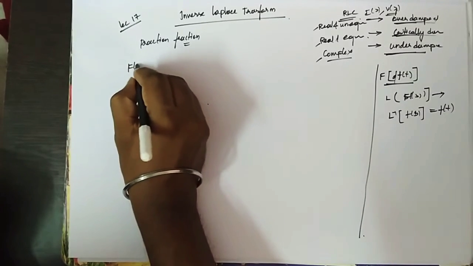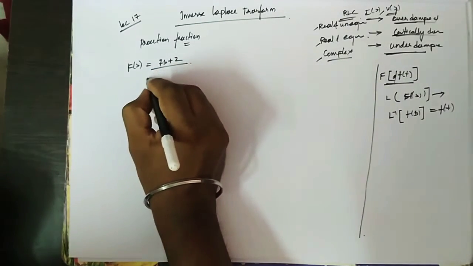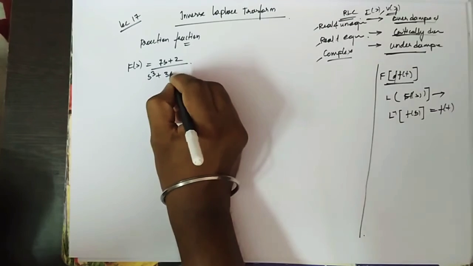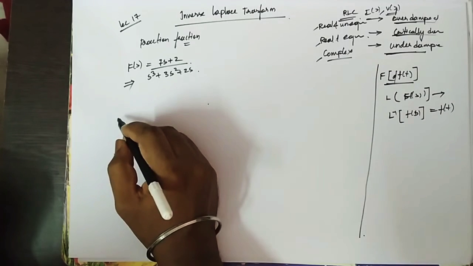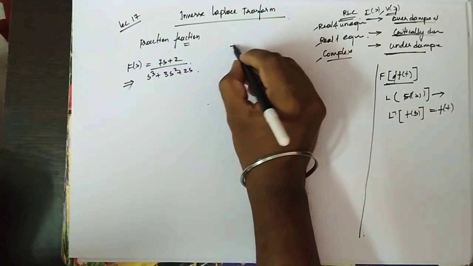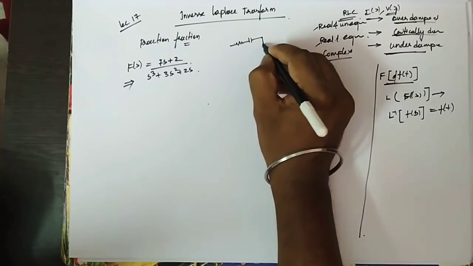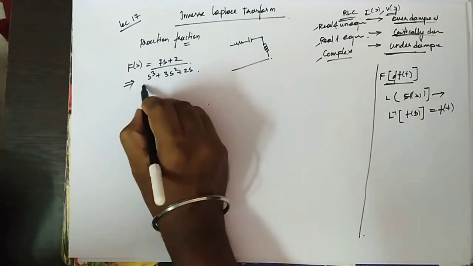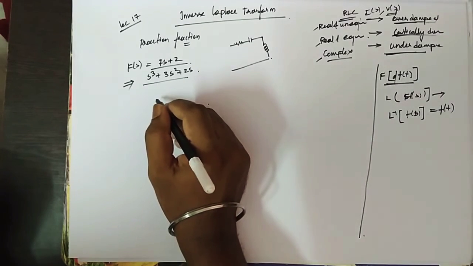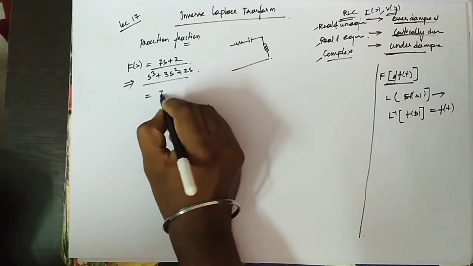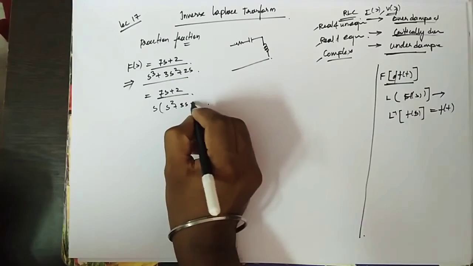Suppose the Laplace transform f of s equals (7s plus 2) by (s cube plus 3s square plus 2s). This is the response Laplace transform of some RLC component. Say for example f of s is the I of s function. You obtain it like this. Observe carefully: you separate the s component below, so you will have s into (s square plus 3s plus 2).